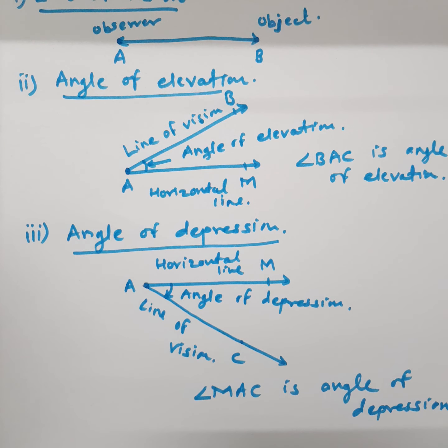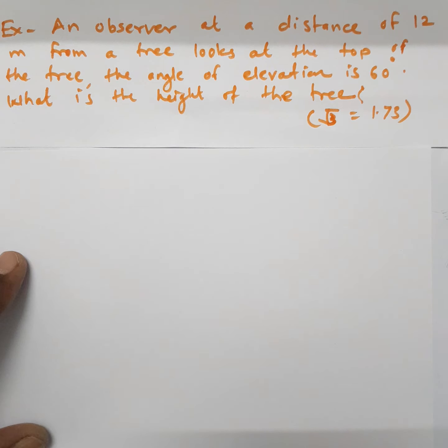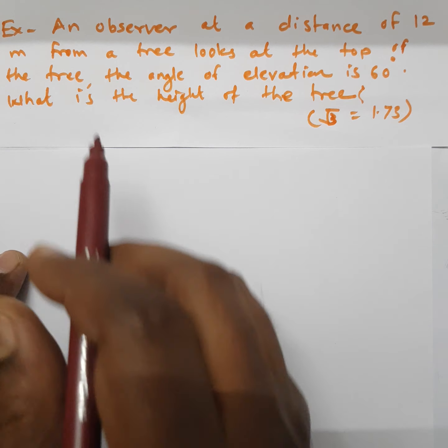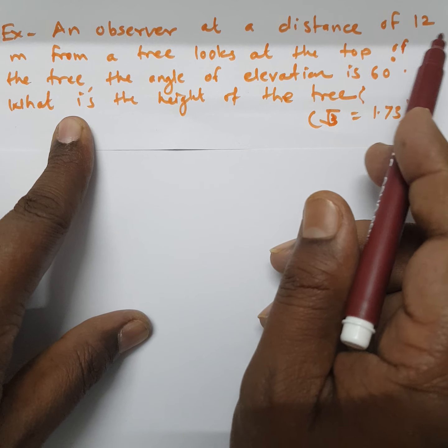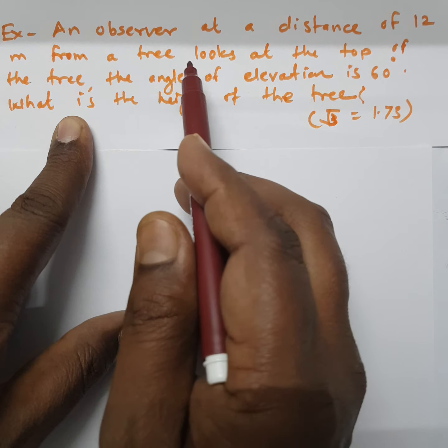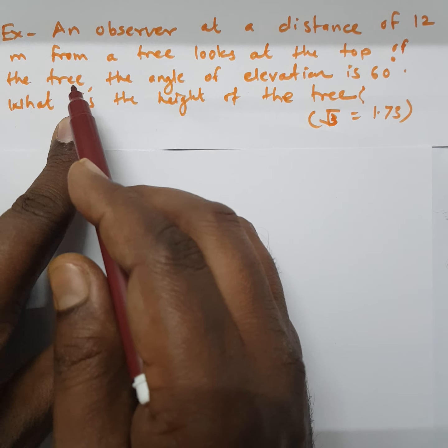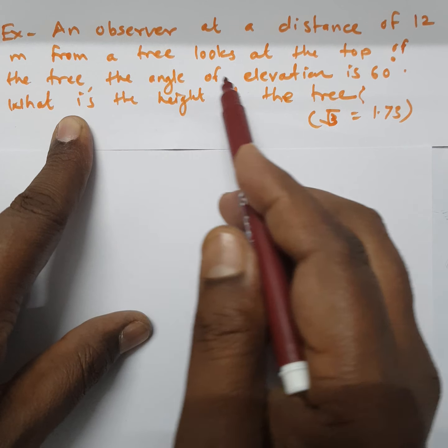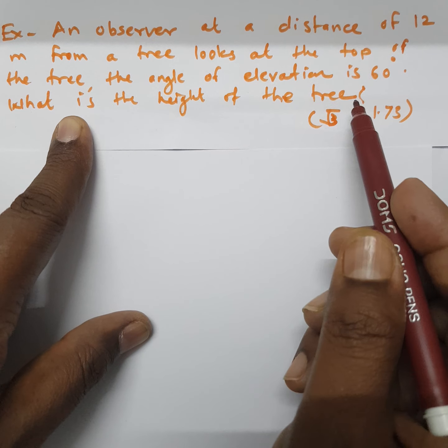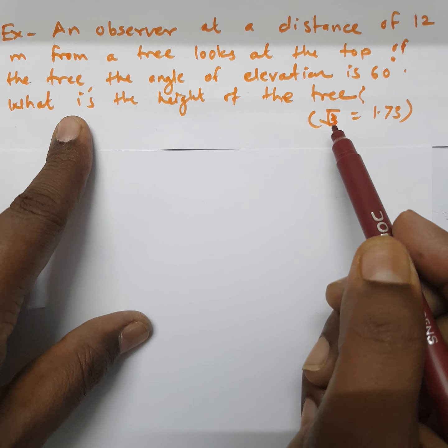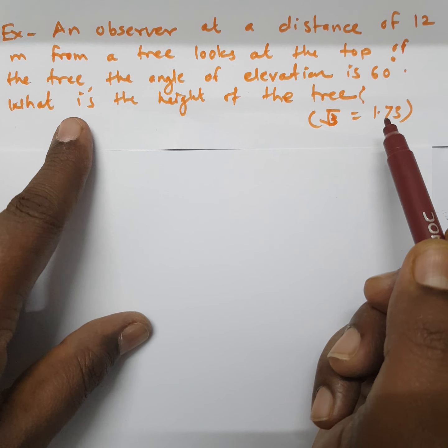Now we will see the examples of height and distance, that is an application of trigonometry. See one of the examples. An observer at a distance of 12 meter from a tree looks at the top of the tree. The angle of elevation is 60 degree. What is the height of the tree? And the value of root 3 is given, 1.73.